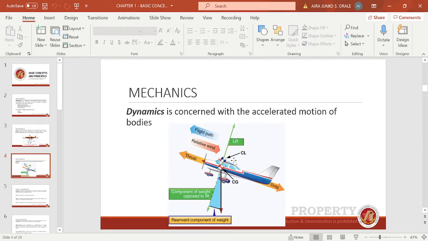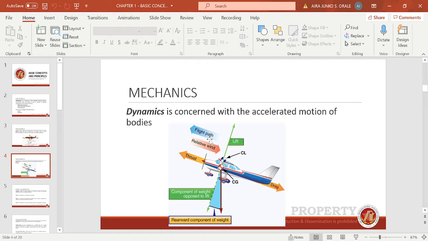Then dynamics is concerned with the accelerated motion of bodies in terms of flight path and relative wind. There's a possibility that the forces will change. Thrust will not be equal to drag, while lift will not be equal to weight. That is dynamics: the forces or the motion of the bodies are changing. It's not in equilibrium conditions.